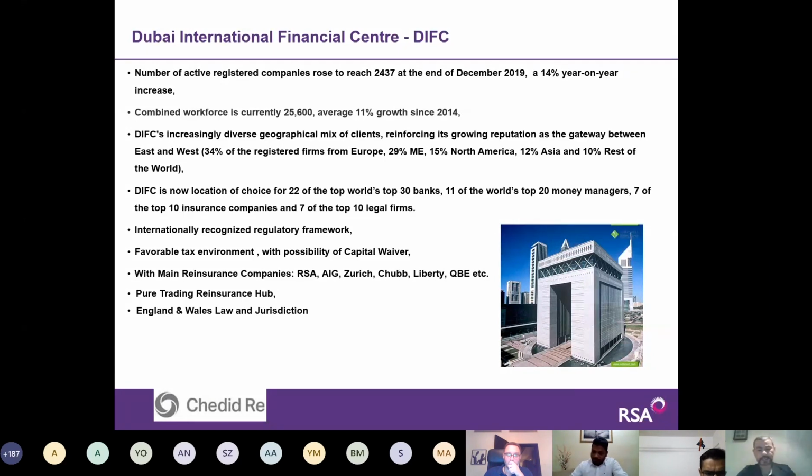So I will leave you to read this slide, but the most important points, as I said, are 25,000 employees and more than 2,400 registered companies in the DIFC. It's under the microscope of everyone who wants to come to the region and start multinational business here. It's very attractive. Everything is there. Coffee shops are there, restaurants are there. It's very easy to finalize business.